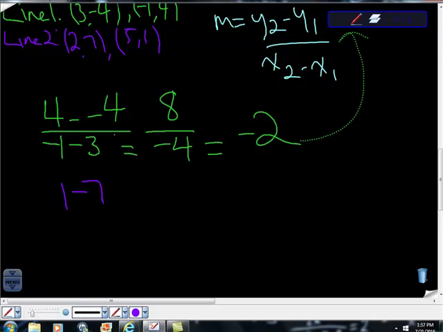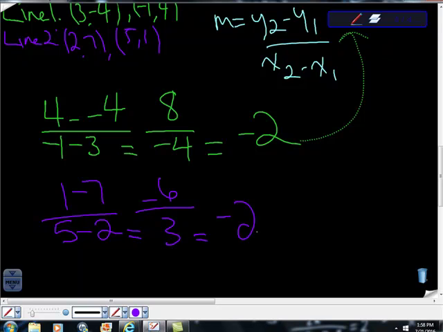1 minus 7, this is y sub 2, and this is y sub 1, over x sub 2, which is 5, minus x sub 1, which is 2. 1 minus 7 is -6. 5 minus 2 is 3. -6 divided by 3 is -2.